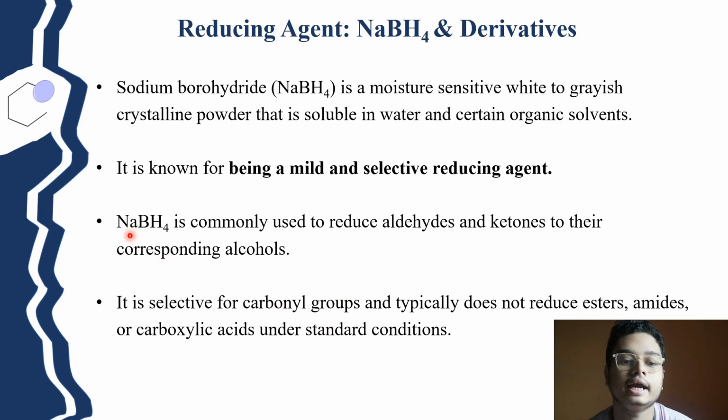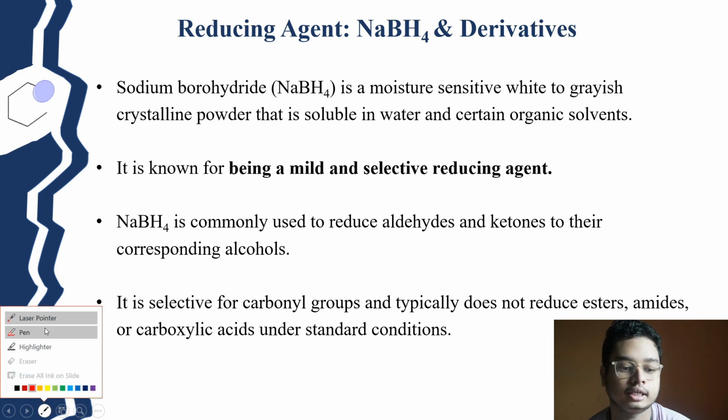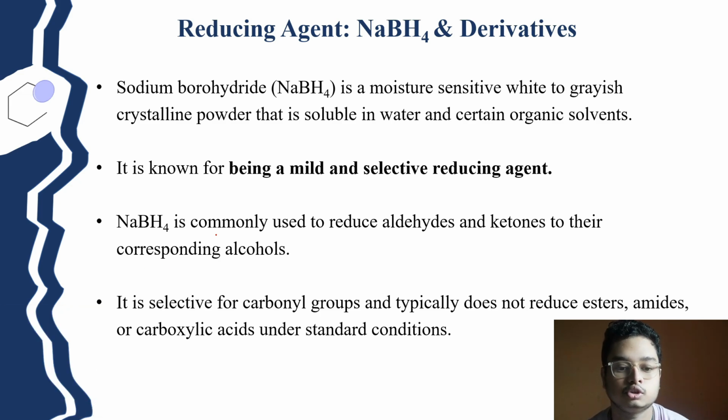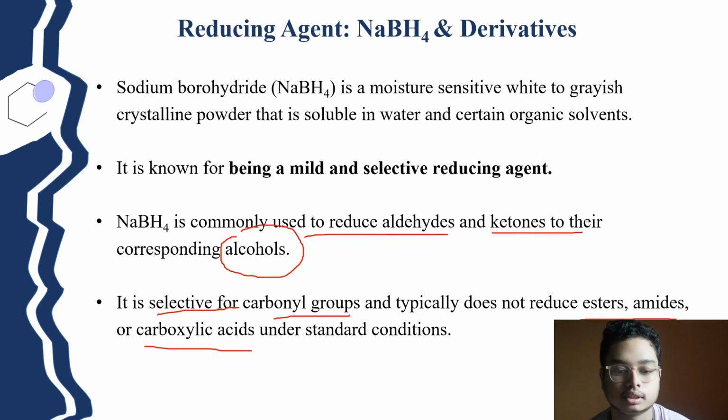NaBH4 is commonly used to reduce aldehydes and ketones to their corresponding alcohols. It is selective for carbonyl group reduction and typically doesn't reduce esters, amides, or carboxylic acids under standard conditions. So first let us understand what the standard conditions for NaBH4 are and what kind of solvent we are using in NaBH4 based reduction. Let us go to the next slide.